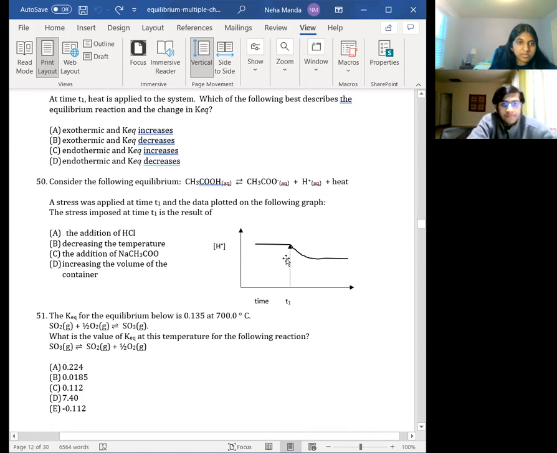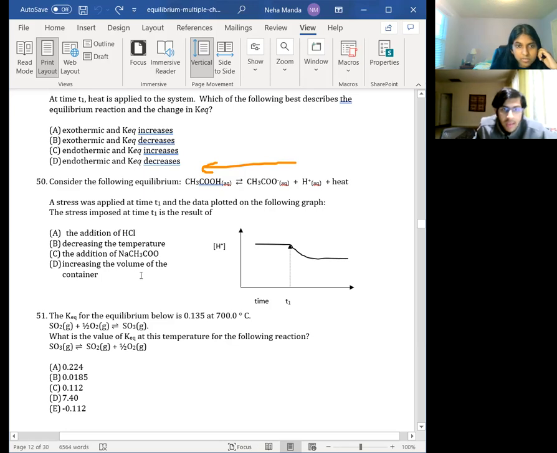A stress was applied. What is the stress? Oh, that's the question. So H plus. Someone drew this. This is decreasing, right? So if this is decreasing, so this is the change. Oh my gosh, the change is happening this way. Yeah. Okay, I think it might be C.